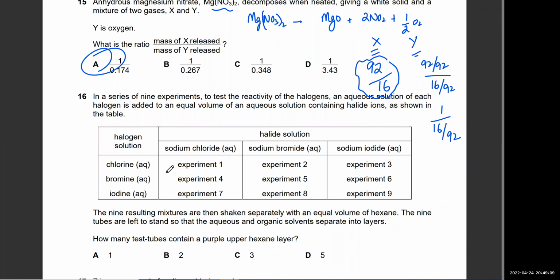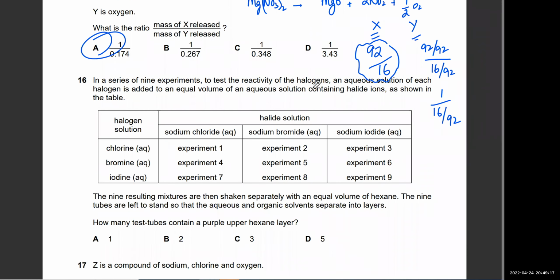In a series of 9 experiments to test the reactivity of the halogens, what happens to the reactivity of the halogens? Does it increase or decrease? Top ones are the most reactive, right? And what is the rule? The most reactive one displaces the others, ending with iodine. So the rule is for the elements, the more reactive displaces the less reactive from its solution. So your top ones, these are the more reactive ones.